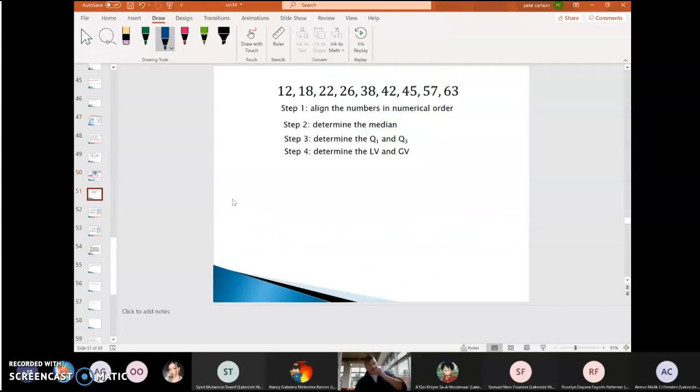All right, with this one, we have an odd number of values. So again, the first thing you want to do is put them in order, which I've already done for you. Actually, yeah, they're already in order. So what I want you to do first is find the median. See if you can find the median for this. All right, the median should be 38.